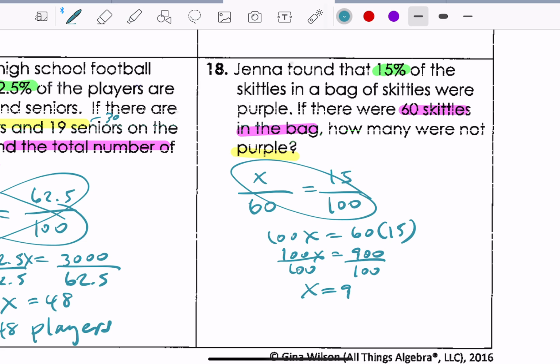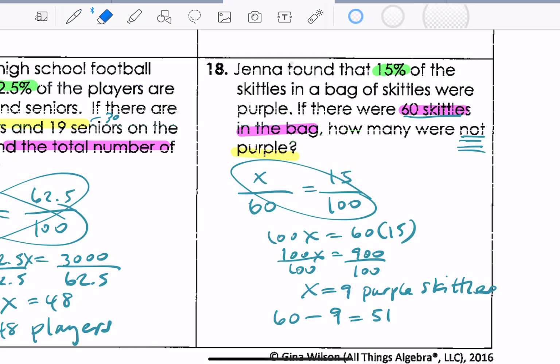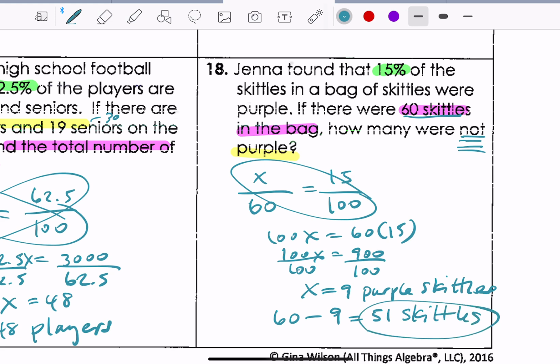Well, what does 9 stand for? 9 purple Skittles. That's not what they asked me to find. They wanted me to find how many were not purple. Well, if I have 60 in a bag and 9 are purple, if I subtract the 9 that are purple from the 60, I'm going to get the rest of the bag. So there were 51 Skittles in the bag that were not purple. So that one you had to do some work and then use that answer to get the answer you really wanted.